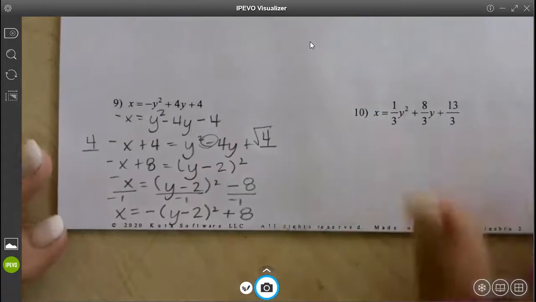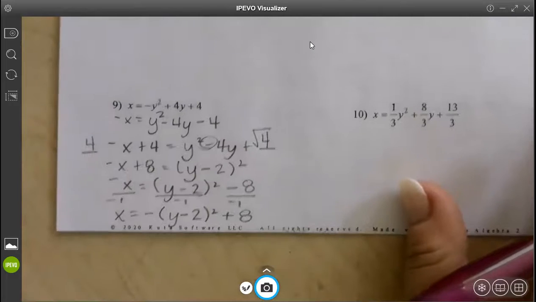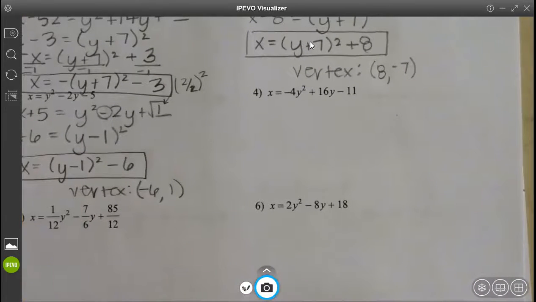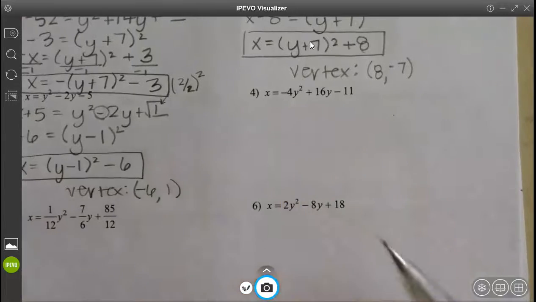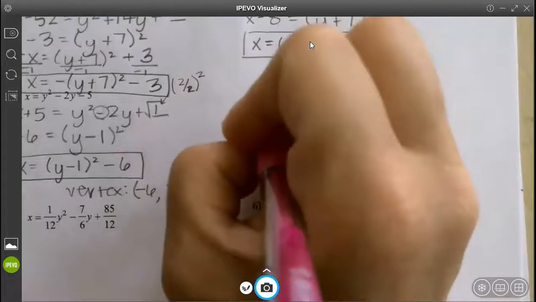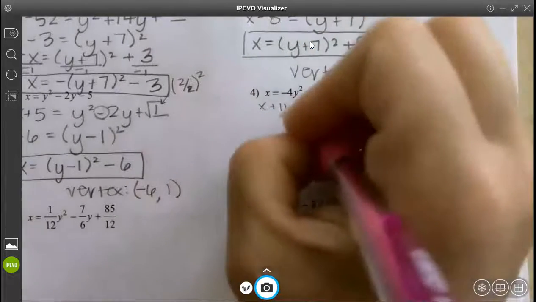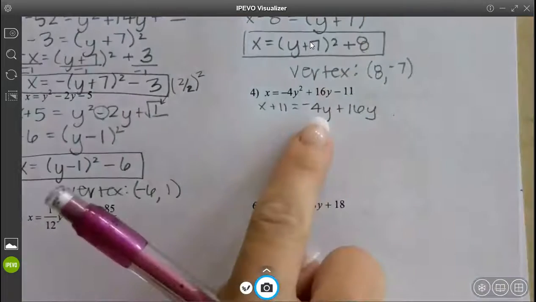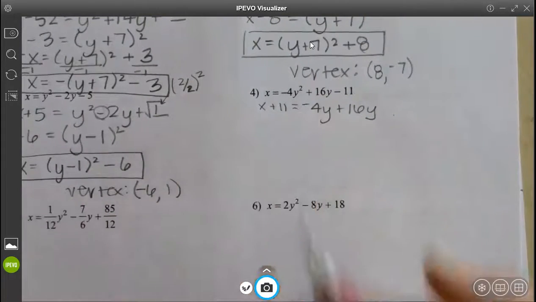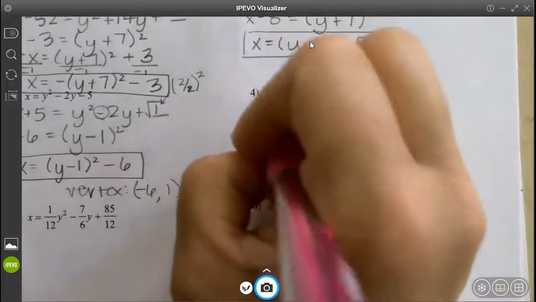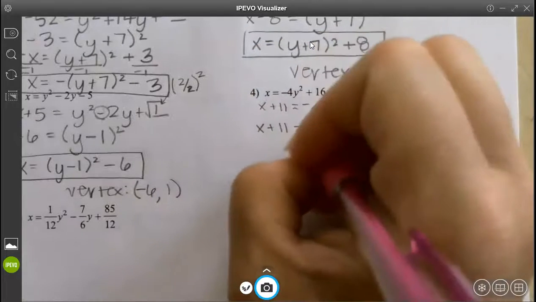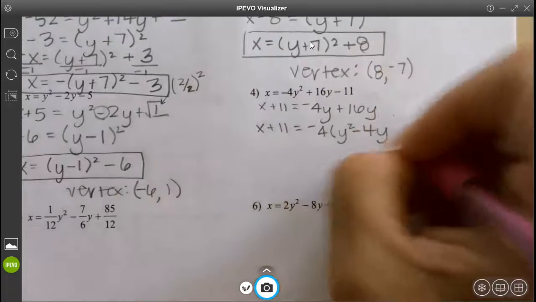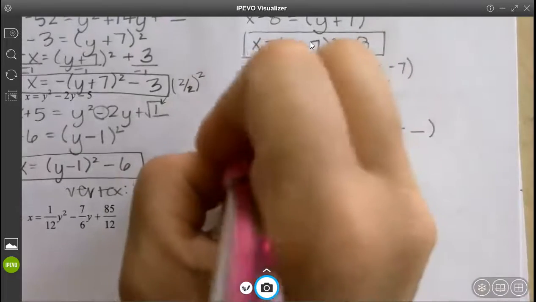Okay. All right, let's go back up to number 4. We'll do all the fractions last. They're all pretty easy, so don't stress out about those, but we'll do those last. So on this one, I'm going to move my 11 over. And then the problem is I have this -4 that I need to get rid of. So I'm going to take that out, leaves me with y squared minus 4y, and then I can put my blank in.